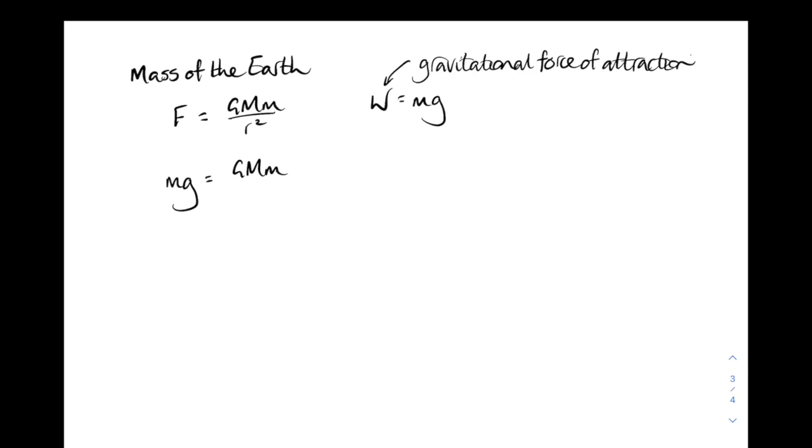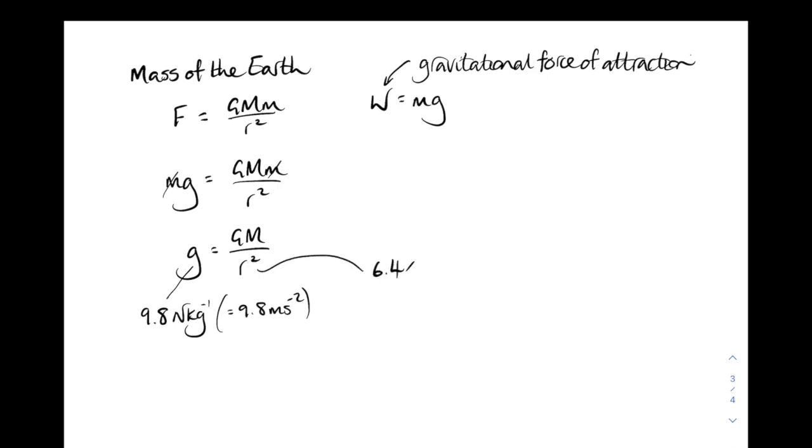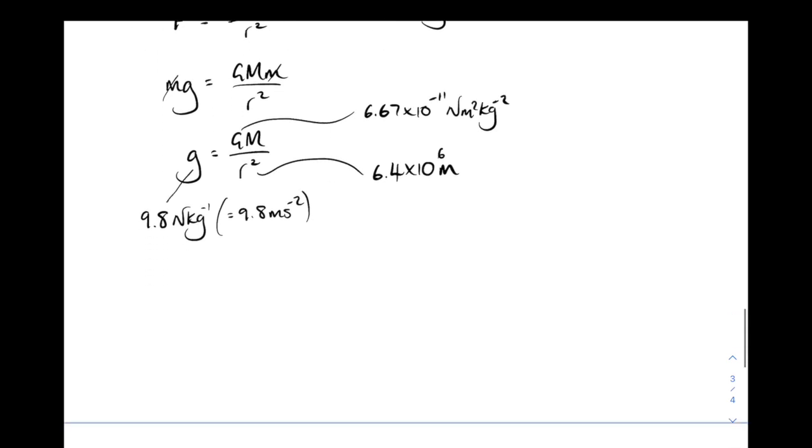So if we equate both of these relationships, mg equals GMm over r squared, we can cancel out the mass on either side, and that leaves us with g equals GM over r squared. We know that small g is 9.8 newtons per kilogram, or 9.8 metres per second squared. We know what the radius of the Earth is from Eratosthenes, 6.4 times 10 to the 6 metres. We know what big G is from the Cavendish experiment, 6.67 times 10 to the minus 11. And by rearranging that relationship and substituting all the values in, we can work out the mass of the Earth.